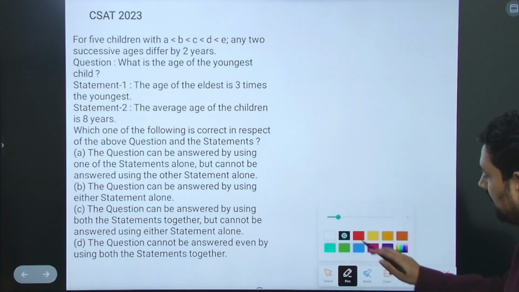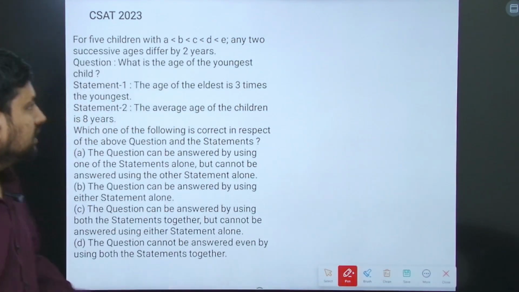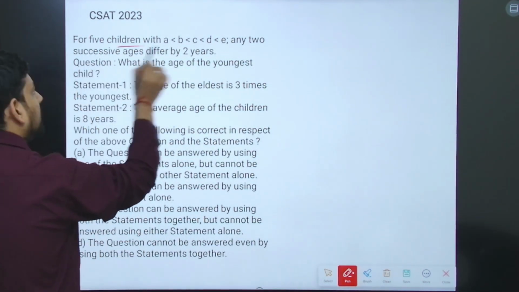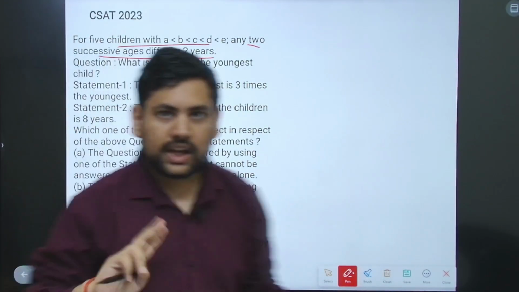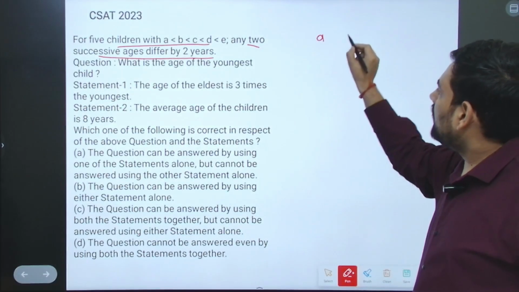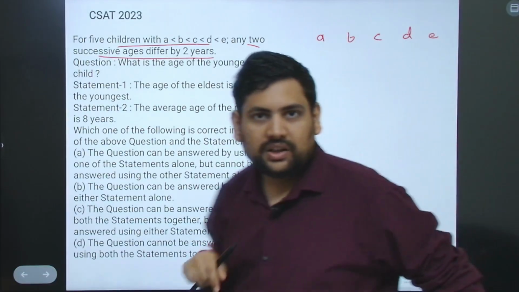Yeah, this is the last one from 2023. Let's see this. This is fairly easy. So it says, for 5 children A, B, C, D, E, any two successive ages differ by 2. Any two successive ages differ by 2. Okay, so A, B, C, D, E. Any two of them differ by 2.